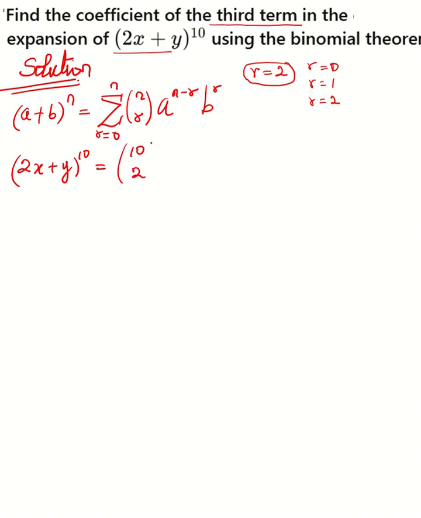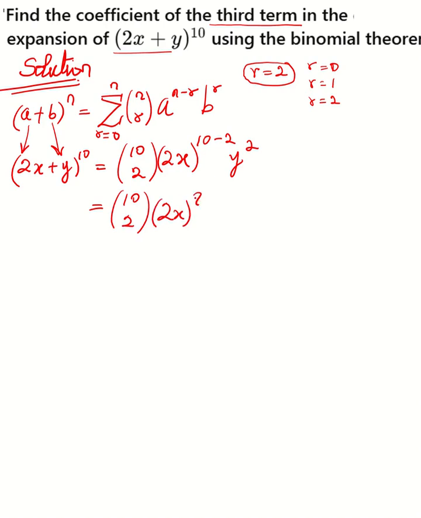So the third term will be, without the summation sign, 10 combination 2, because we're working with the term when r equals 2, and 2x, because here a is in place of 2x, we pick 2x, and then b is going to be y. Substitute a with 2x and substitute b with y. So (2x) all to the power of 10 minus 2, and y to the power of 2. All right, let's simplify this further. So this will give 10 combination 2 times (2x) to the power of 8 times y to the power of 2.